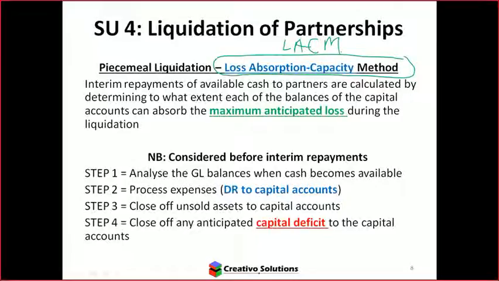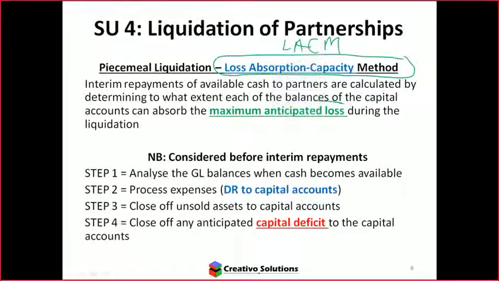There is another method. I mentioned that last week. There are two methods in the actual textbook. They don't test the other method. They only test this one. So don't worry about that one. If you are going through the textbook as well, just ignore it. Just follow this one, the loss absorption capacity method.